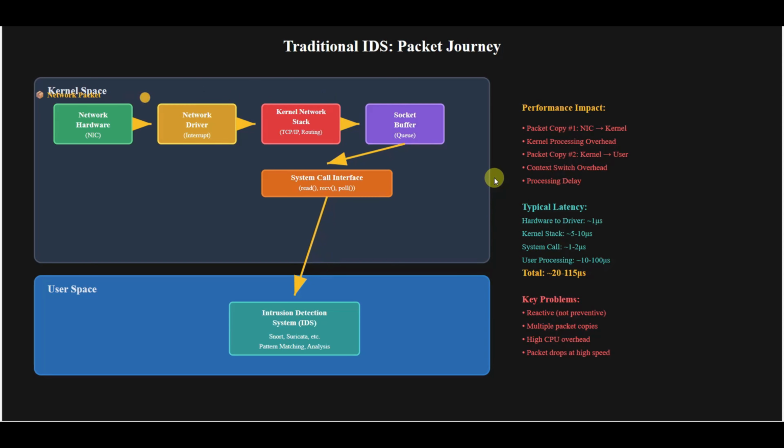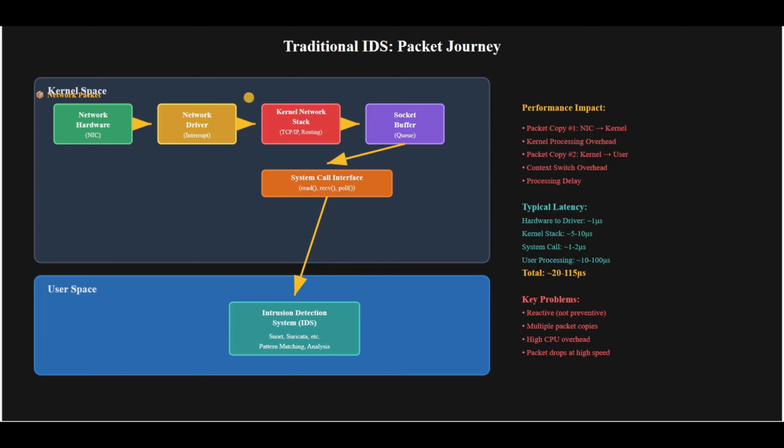For a high speed network, this performance is a nightmare. But there's a bigger problem: our system has to be very reactive. By the time the IDS sees your malicious packet, the kernel has already processed it, routed it, and potentially even delivered it to the target.